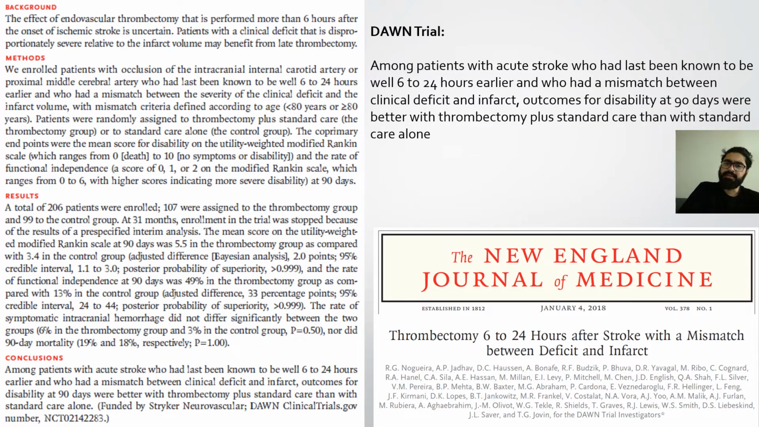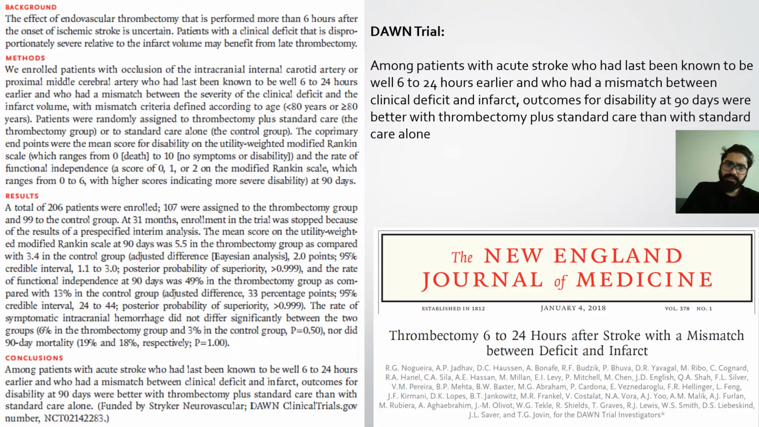So then this was the DAWN trial. In the DEFUSE trial, the time window was 6 to 16 hours. In the DAWN trial, the reference was 6 to 24 hours. Their results: among patients with acute stroke who had last been seen normal 6 to 24 hours earlier and who had a mismatch between clinical deficit and infarct, outcomes for disability at 90 days were better with thrombectomy plus standard care than with standard care alone.